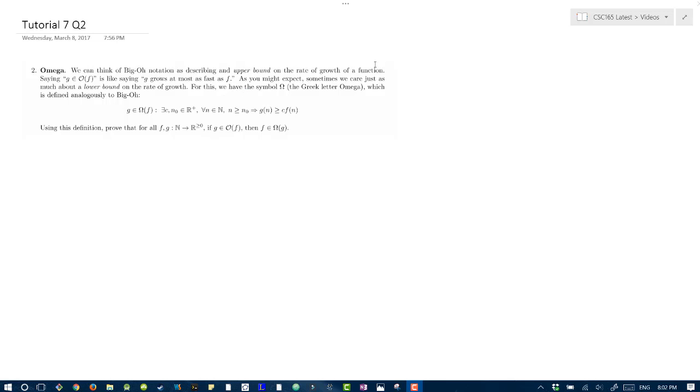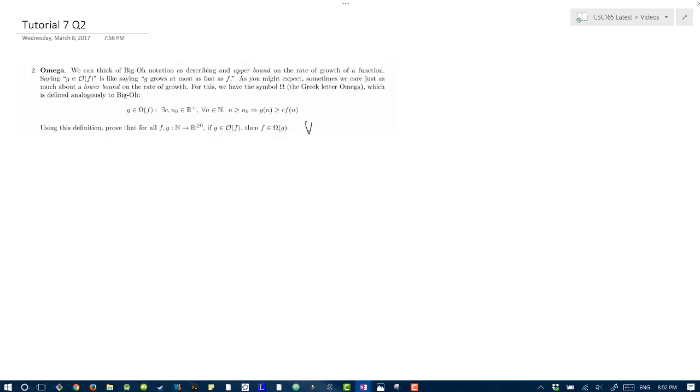Okay, so in this question, we're going to be looking at omega. So it's going to be talking about the upper bound of the rate of growth of a function. So this is the definition of omega here. And we're asked to use this definition to prove this statement.